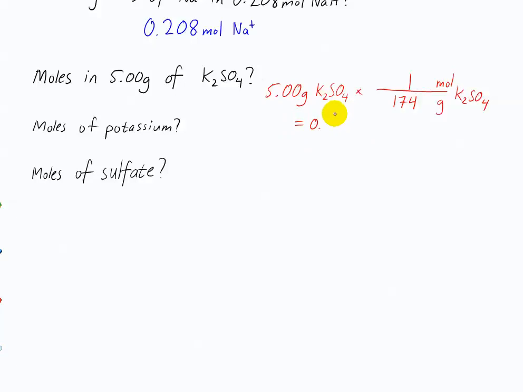0.0287. What? 0.029? Can you get one more significant figure in there? Isn't that all we need? 0.0287. No, we need one more. 287? Or, another way we could write that, since it's getting a little small, we could say 28.7 millimoles, or 2.87 times 10 to the minus 2 moles.